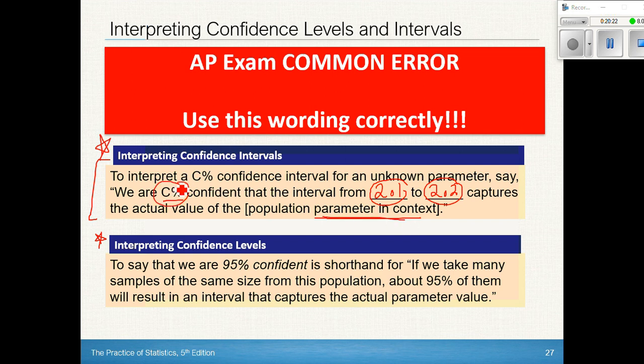Okay. Now the level is basically telling us what we're doing. Our level is going to say, if we take many, many samples of the same size, 95% of them will result in a confidence interval that captures the actual parameter value. You might be asked to interpret the level. The level is what we're doing. If we take many, many samples, 95, 85, 75% of them will create an interval that actually captures the population value. And here this is saying, hey, we're 95% confident. We're confident in our methods that the interval we created captures the true population mean or proportion.